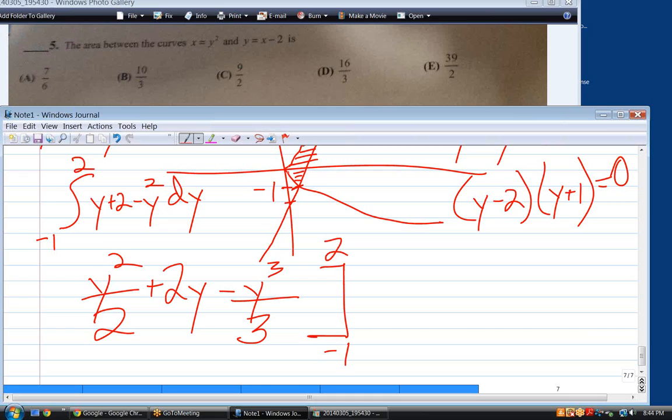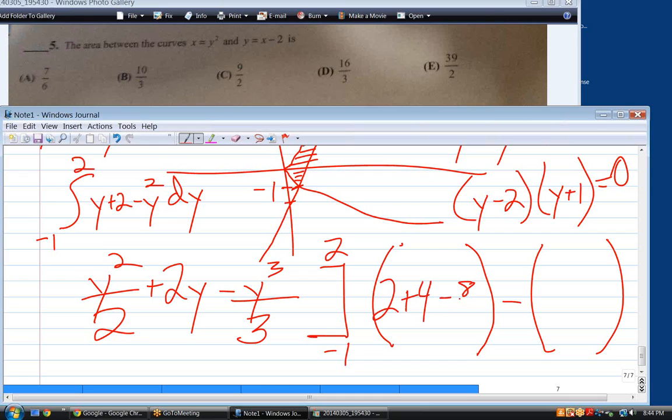And this might look like a corner or a cusp, but it's not. It's smooth. So let's see. Now, the way I would do this, just to make sure that I've got everything correct, I'm going to put that minus this. We got lots of pluses and minuses inside. So what do we got here? We got 4 over 2 plus 4 minus 8/3.